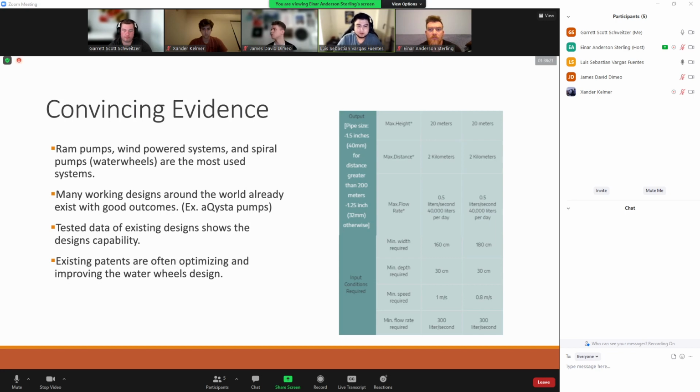For example, Akista. Akista specializes in designing different types of spiral wheel systems. As we can observe in the charts to the right, some of their tested data is shown, and it gives us an idea of what our results could look like. As observed, they can pump water up to 20 meters in height and about 2 kilometers in distance, which is more than what we're required to achieve in this project. As an addition to the Akista design, many patents around the world are always trying to optimize and improve the spiral wheel.